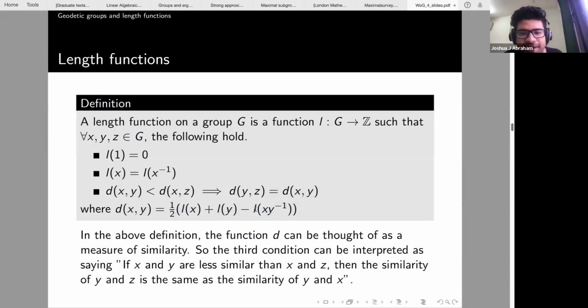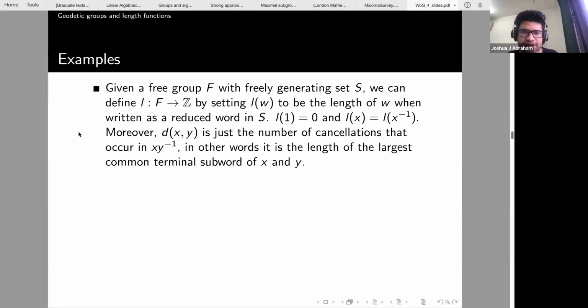Trivial element, and it's going to be identity, and so the length of the identity is 0. So whenever x and y are very similar, the d of xy will be large. So, some examples of length functions.